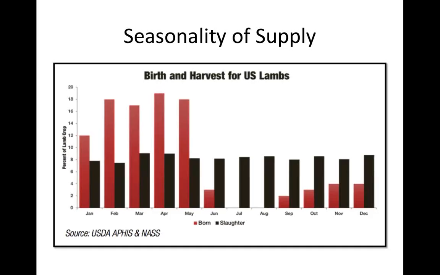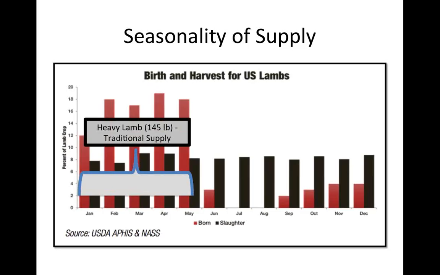So the brown bars, as you'll see, is the percent of lamb crop harvested by month throughout the year. And you can see that it's fairly steady. There is a slight uptick in March and April, and then it kind of slides back down. But year on year, each month, there's a fairly consistent number of lambs harvested. So in essence, the industry has to figure out ways to spread out those lambs so that they hit the market throughout the year.